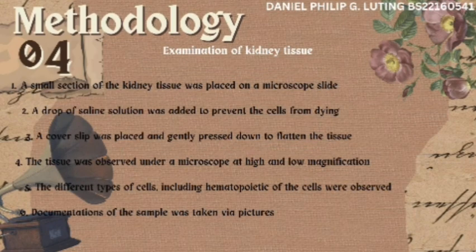Next is the examination of the kidney tissue. A small section of the kidney tissue was placed on a microscope slide, and then a drop of saline solution was added to prevent the cells from dying. And then a cover slip was placed and gently pressed down to flatten the tissue. Then the tissue was observed under a microscope, and different types of cells can be observed, including the hematopoietic cells. And then lastly, we have the documentation of the sample taken via pictures.